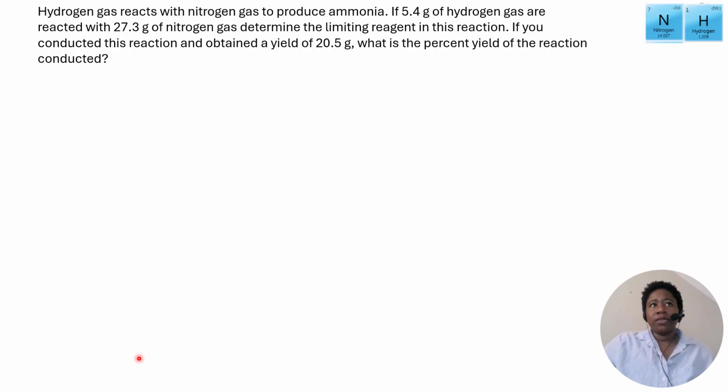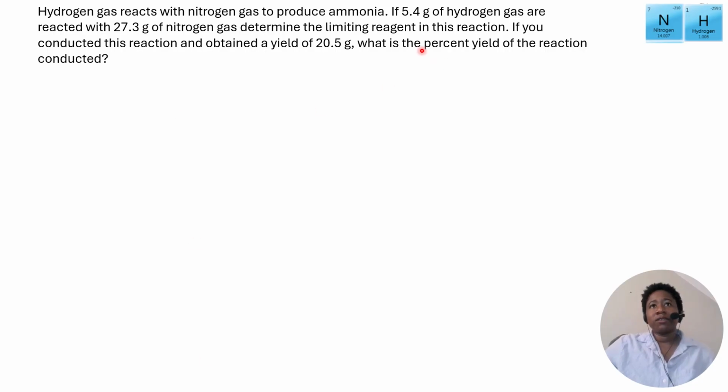The statement reads, hydrogen gas reacts with nitrogen gas to produce ammonia. If 5.4 grams of hydrogen gas are reacted with 27.3 grams of nitrogen gas, determine the limiting reagent in this reaction. If you conducted this reaction and obtained a yield of 20.5 grams, what is the percent yield of the reaction conducted?